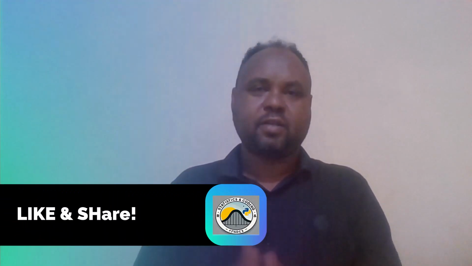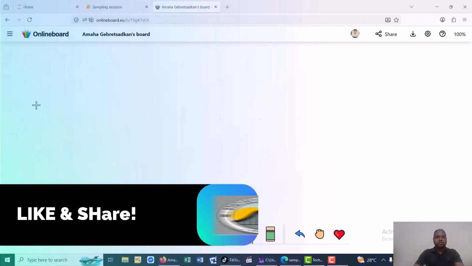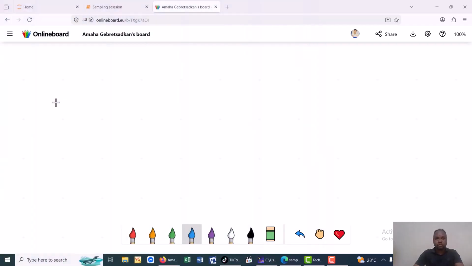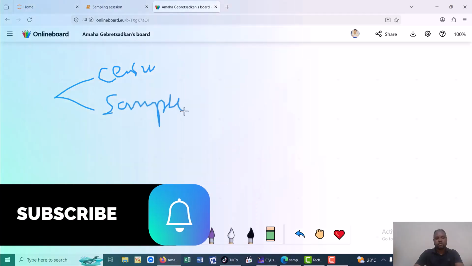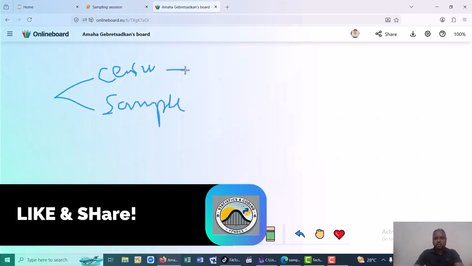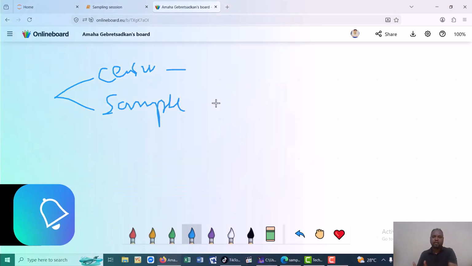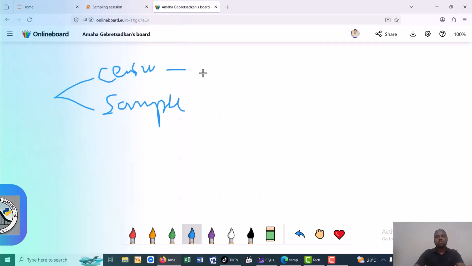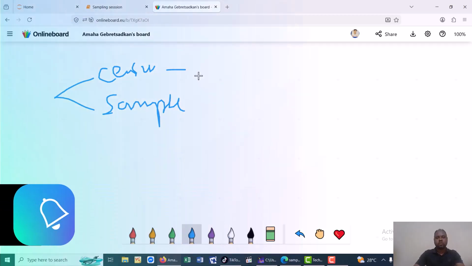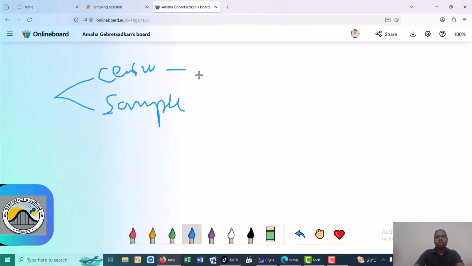Alright, let's get started. In statistical investigation, we have two types of surveys. One, census survey. The second one is sample survey. Where census survey is nothing but the complete enumeration. Complete enumeration meaning that considering all possible units under the population under study. All units will be considered for an investigation.